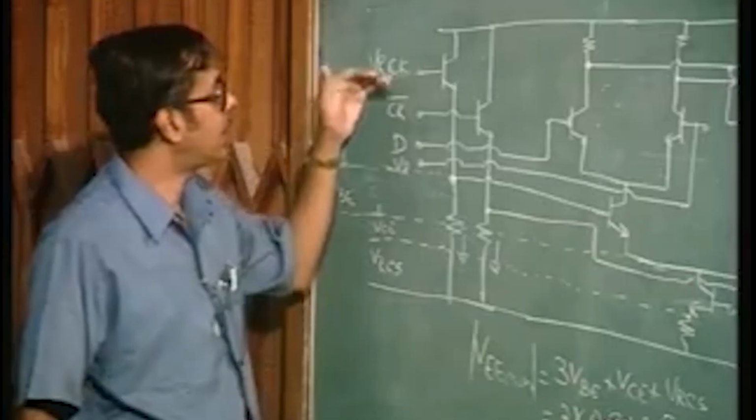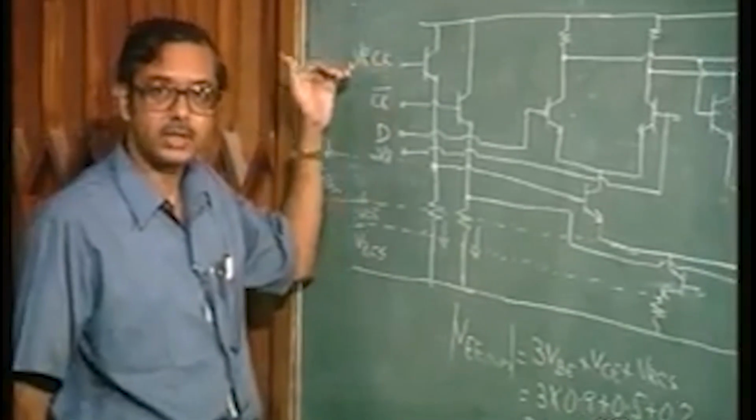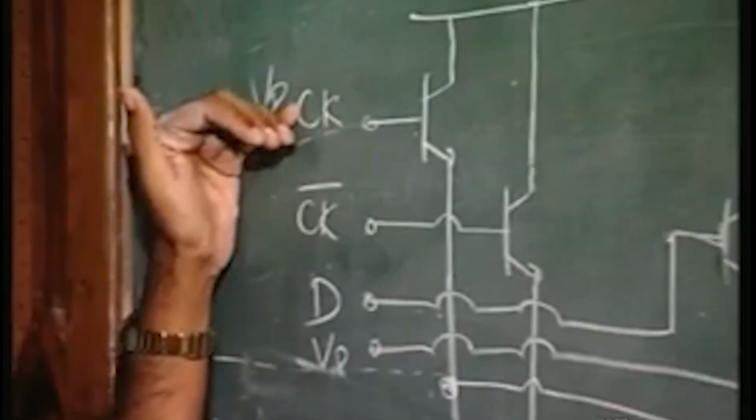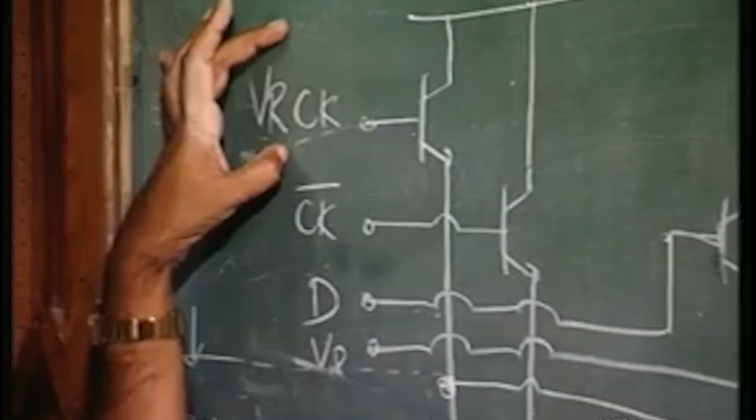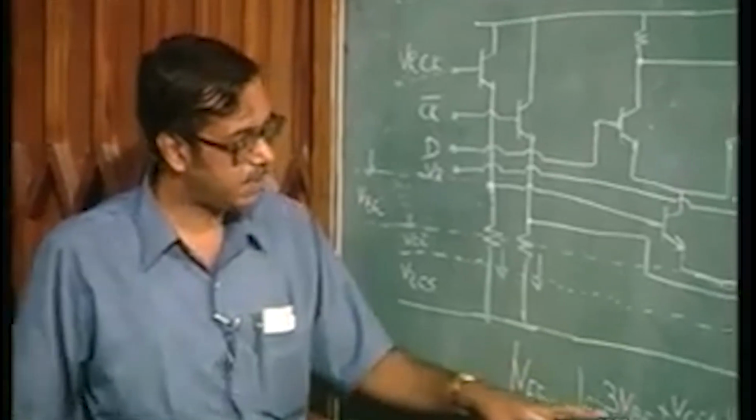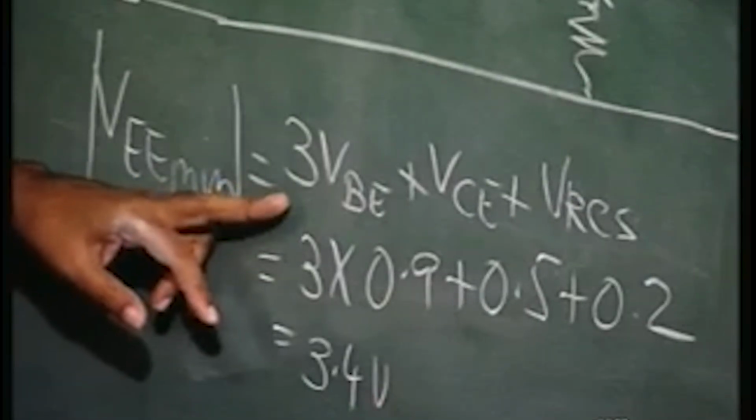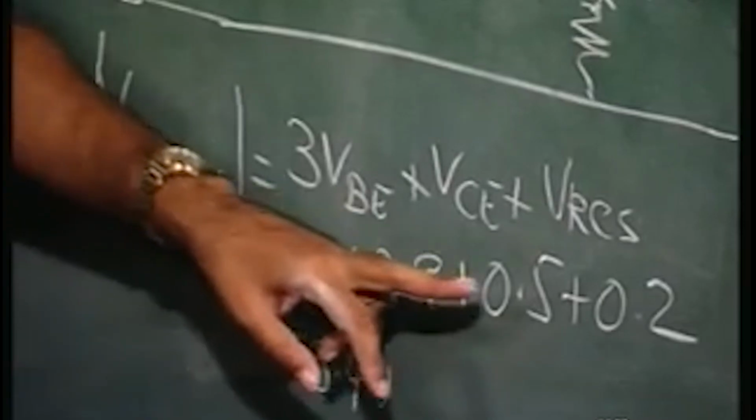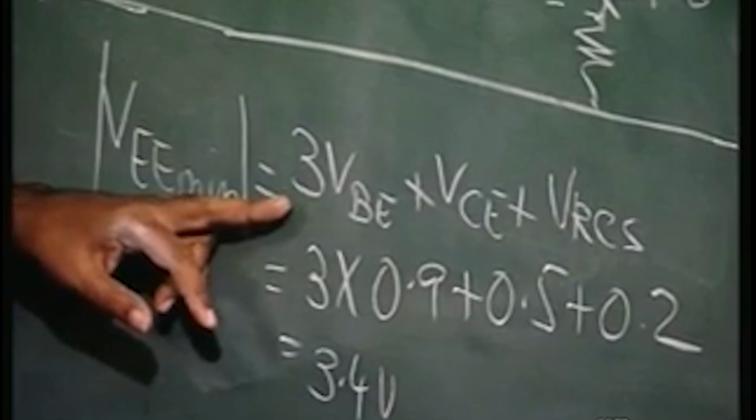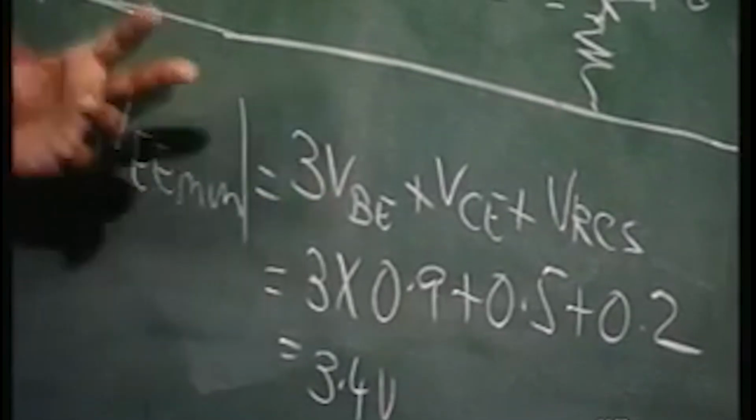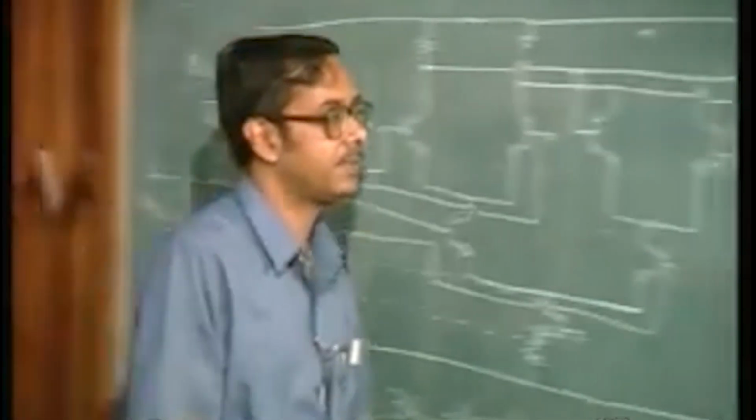Since the input voltage now has been shifted by VBE, the input voltage can be straight away 0 volts. So there is no extra drop of VBE here. The VE minimum is going to be, instead of the previous case where we had 3 VBE plus VC plus VRCS, in this case 2 VBE. 1 VBE is less.